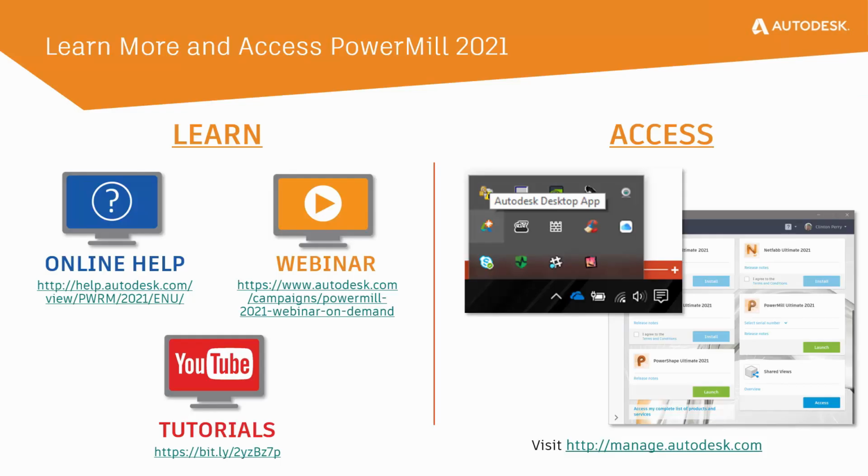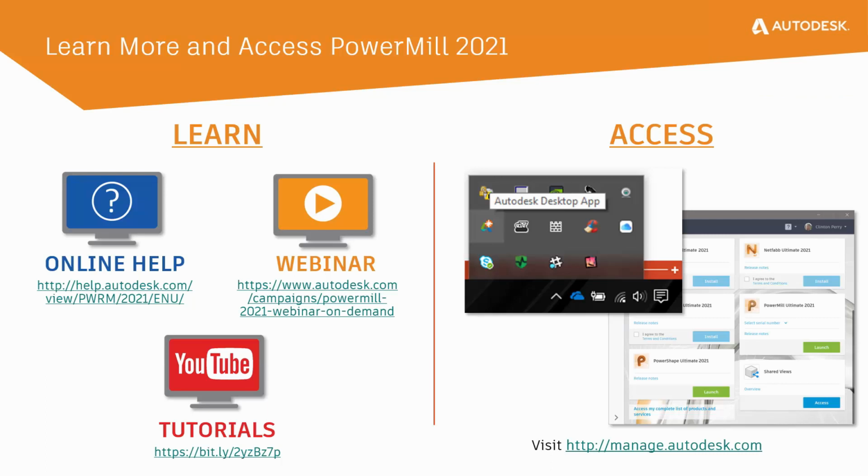Now, if you'd like to learn more about PowerMill 2021, or maybe you want to download it and access it yourself, then you can use the data that's on screen now to achieve that. So you can learn more by watching various online videos. So you can use the online help site, just run PowerMill 2021 and click the F1 key. You can watch an on-demand webinar where I dig into a lot more detail about these improvements, or you can go onto YouTube and search for PowerMill 2021 to access a whole load of technical tutorials to learn more about these improvements.